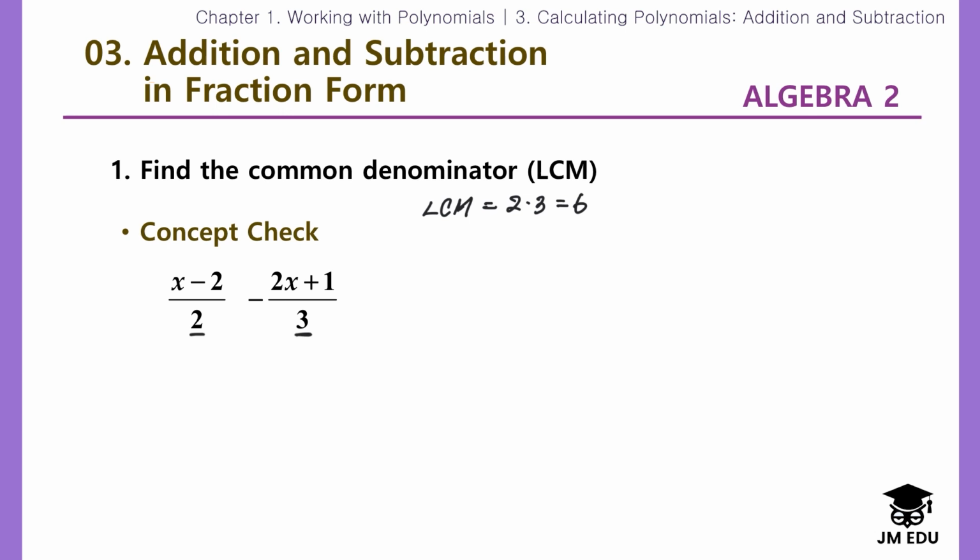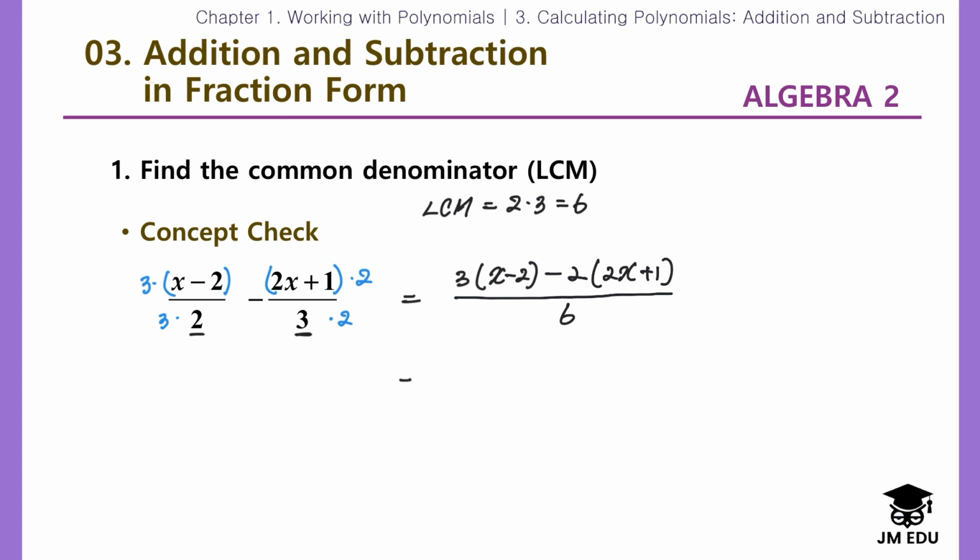So what I'm going to do is multiply by 3 here, and all of this expression by 3, and multiply by 2 here, and all of this expression by 2. Okay, so that is equal to 3 times, don't forget parentheses, (x minus 2), minus 2 times (2x plus 1), over our common denominator, 6, right?